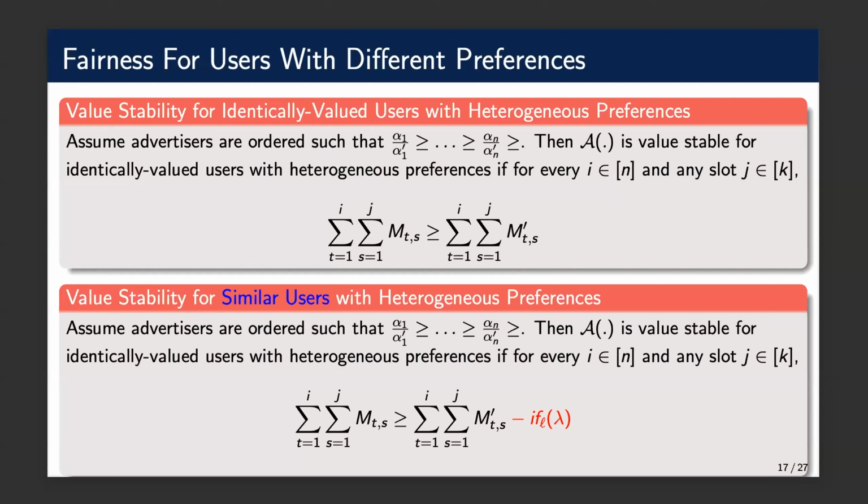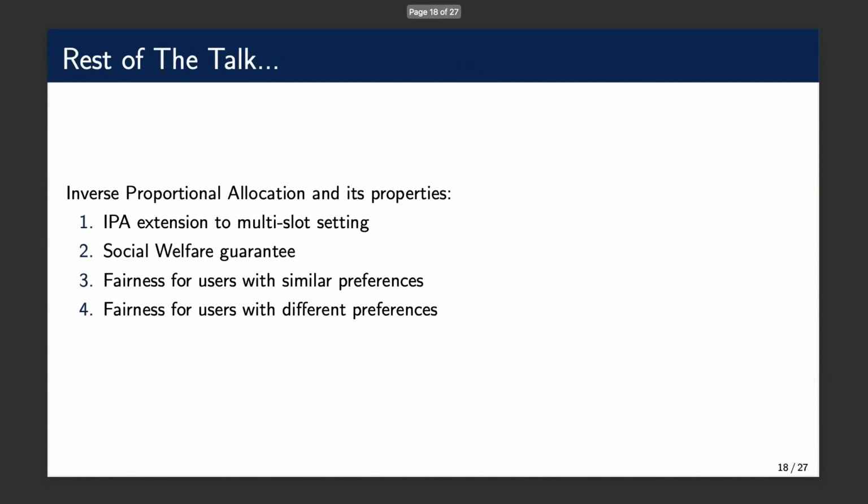So we can see that the mass of allocation is pushed towards the user with higher preferences. And in the generalization, we simply get this term of I times F here, where I is the number of advertisers we're considering.